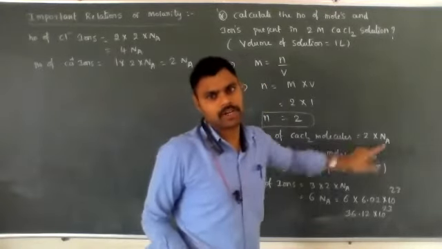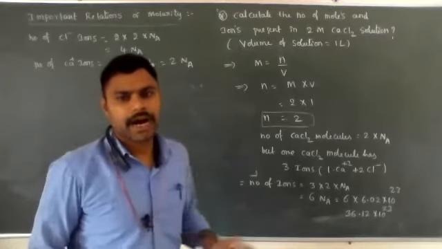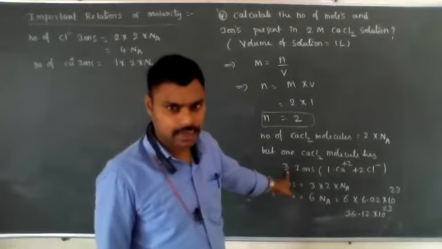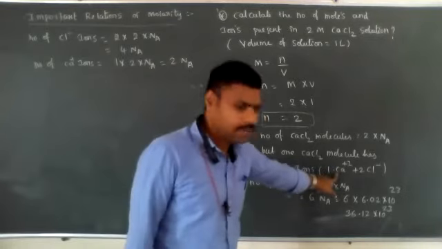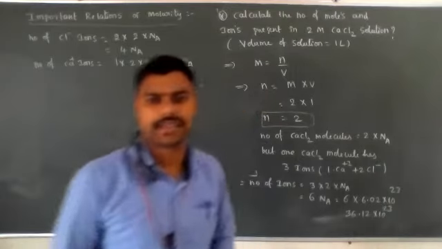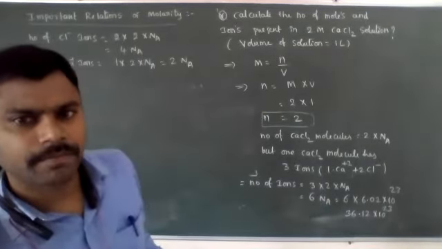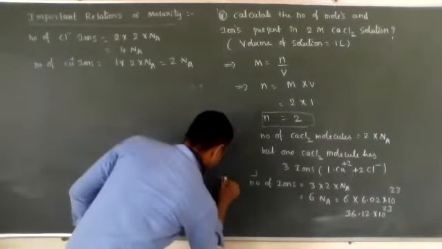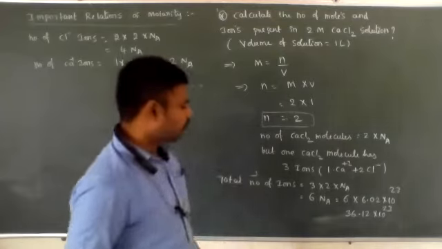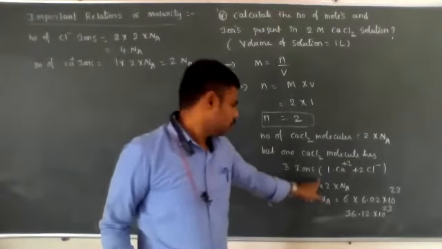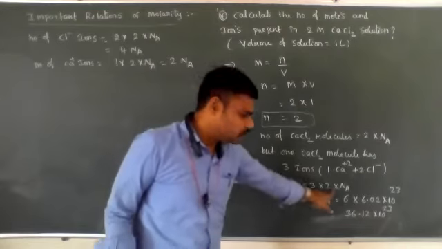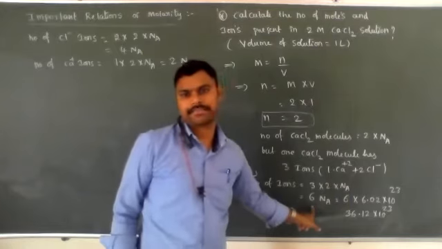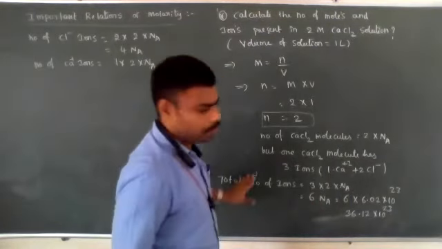How many CaCl2 molecules are present? 2 Na. But one CaCl2 molecule contains 3 ions. What are those 3 ions? One Ca plus 2 ion and 2 Cl minus ions. Clear? So the total number of ions: one molecule contains 3 ions, so 3 into the number of molecules, which is 2 Na. Then we are getting 6 Na. After that this problem is over.